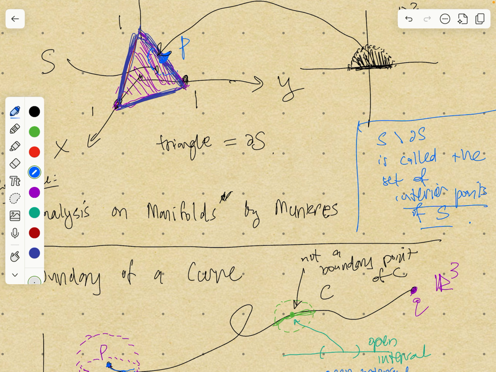Also, one thing I want to add is that in topology, there's this notion of the boundary of a set. So for instance, you could have R3 and then a set in R3, that's going to have a boundary, but that's a slightly different concept than the boundary of a surface, which is the topic of this video. So if you take a topology course and you learn about the boundary of a set, that's different than what we're talking about when we're talking about the boundary of a surface.